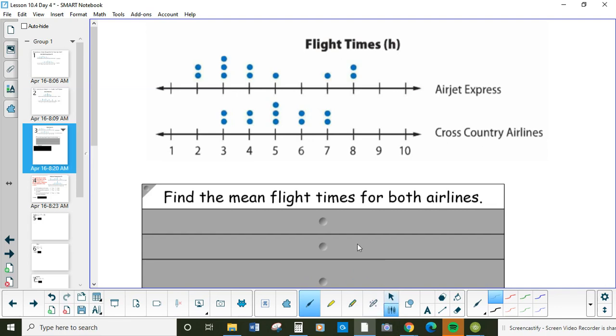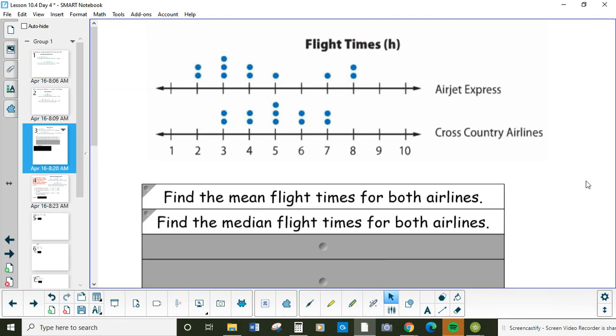So let's take a look at the next part. We're going to find the median flight for both airlines. And this is where we write them in order from least to greatest and work our way into the middle. And if there's two numbers in the middle, we take the average of those two.